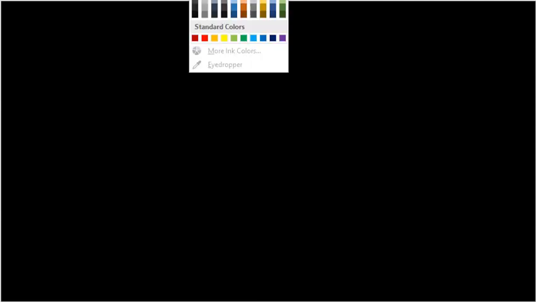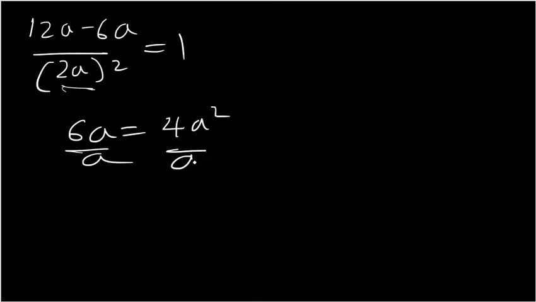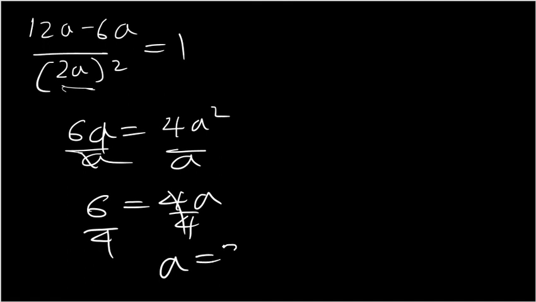So we stopped at 12a minus 6a, the whole over 2a the whole square, is equal to 1. The difference will be 6a. 6a is equal to 4a squared by crisscross. So we can divide by a on both sides. a must be different from 0 actually. There is no a in the choice. So 6 is equal to 4a. Then divide by 4 on both sides. So the value of a is going to be 3 over 2.